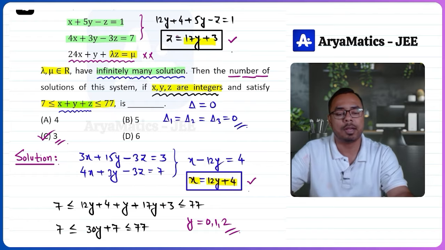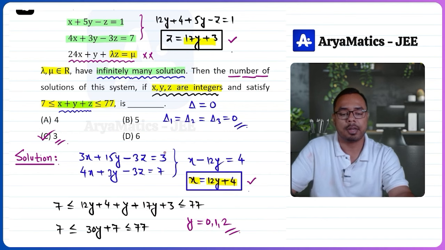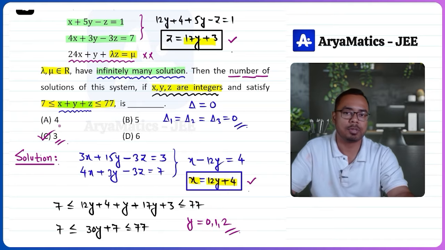So we can solve using equations 1 and 2, and write one variable in terms of the third variable. Here we have expressed x and z in terms of y, and then substituted in this equation, right? From there we got three integral values of y, and hence the number of solutions for this system of linear equations under the given condition will be 3.